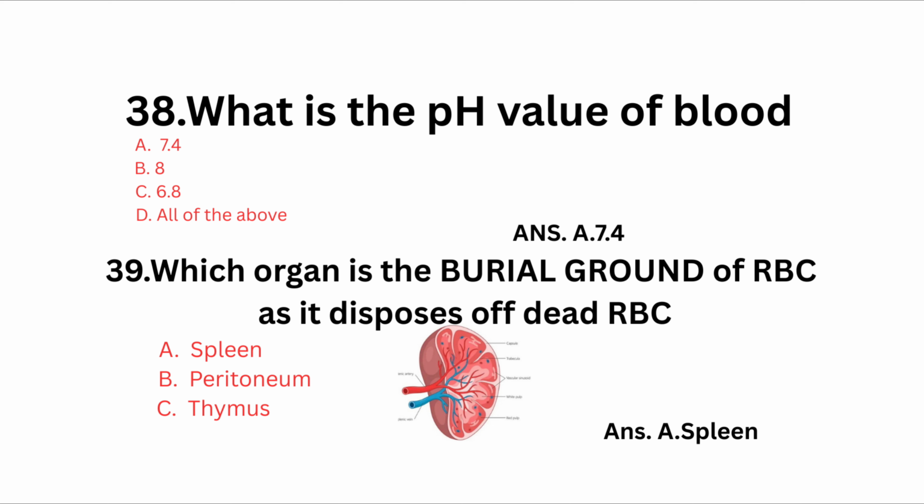38. What is the pH value of blood? A. 7.4. B. 8. C. 6.8. D. All of the above. Answer A. 7.4. 39. Which organ is the burial ground of RBC as it disposes of dead RBC? A. Spleen. B. Peritoneum. C. Thymus. The answer is spleen. It's in the spleen where the breakdown of the red blood cell happens, and hence the burial ground.